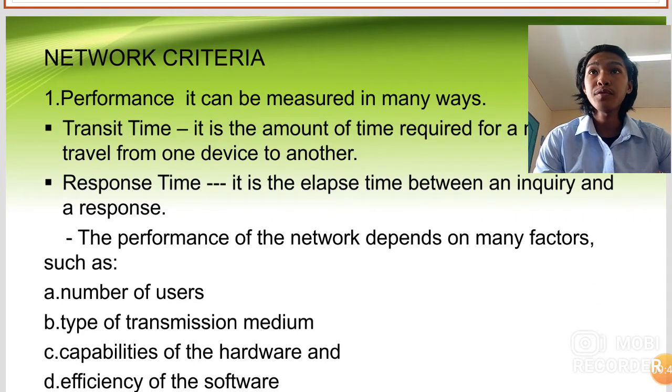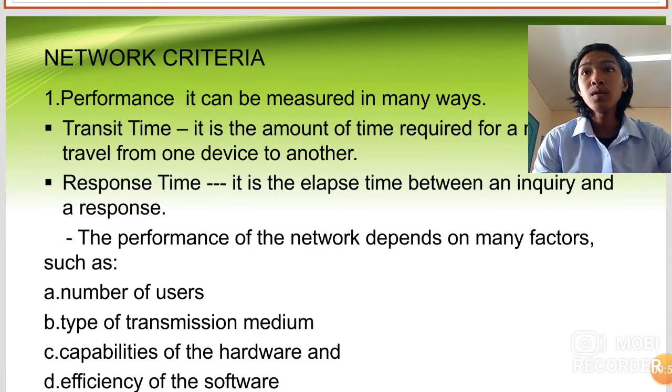A number of user. Ito naman yung number of user, ito yung parang number ng mga gumagamit ng data or number na gumagamit ng network, tulad ng mga Facebook, Messenger, ganon. Yung mga bilang nila yung marami, ganon. Okay.